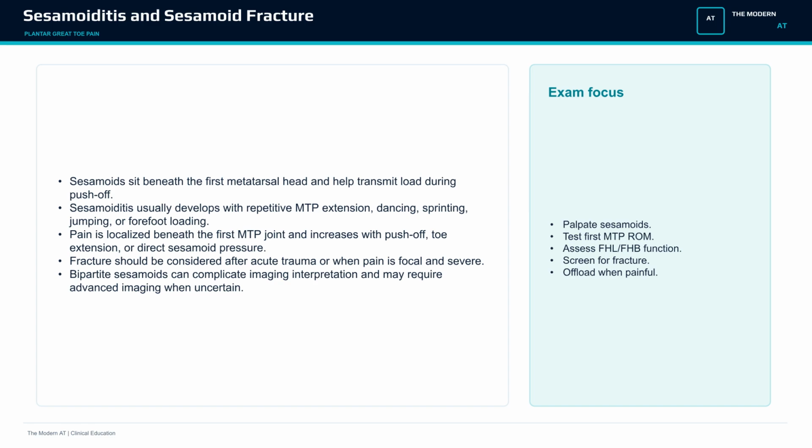Sesamoid fracture should be considered after acute trauma, sudden focal pain, or severe pain with weight bearing. Examine the medial and lateral sesamoids, first MTP motion, flexor hallucis longus and brevis function, gait, and footwear. Offload the painful area early and refer when symptoms are severe, traumatic, persistent, or when fracture is possible.